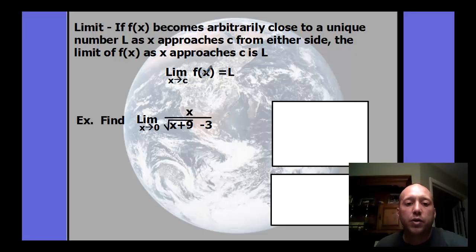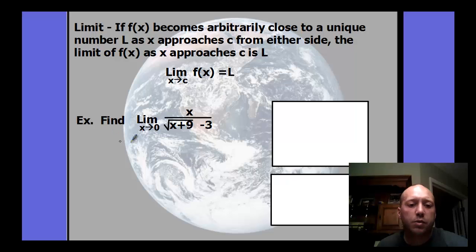So the notation here is the limit as x gets close to c. As x is getting closer and closer to c from the positive and negative side, what does the function do? The function will get closer and closer to L. That's what the limit is just saying.